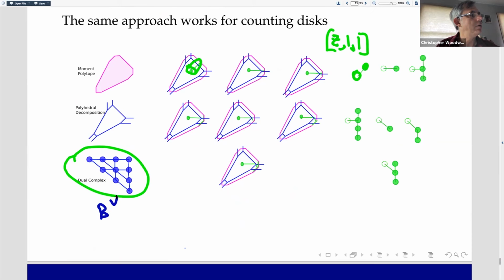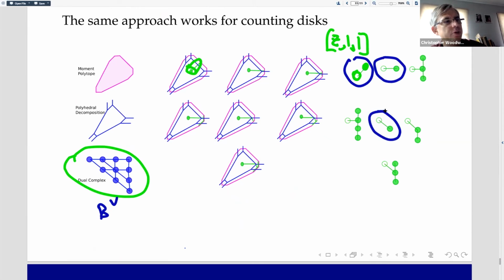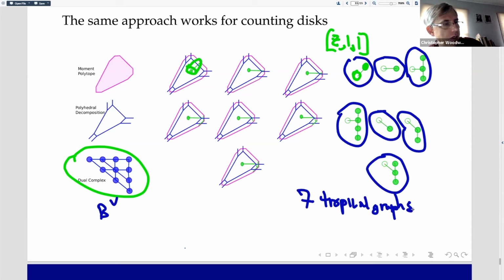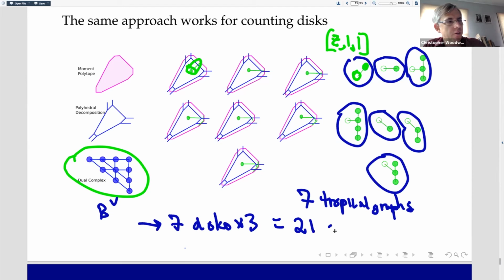So now, again, it reduces to tropical graph counting. We have the simple ones, which correspond to Blaschke products, which just have 2 vertices, but now you have these more complicated ones, say involving 3 vertices, 4 vertices, or 5 vertices. Here I've written down 7 tropical graphs. That gives me 7 disks. But now I have to multiply by 3 because my initial direction doesn't have to be to the right. It could also be up. There's a Z3 symmetry here. This gives me 21 disks in total.